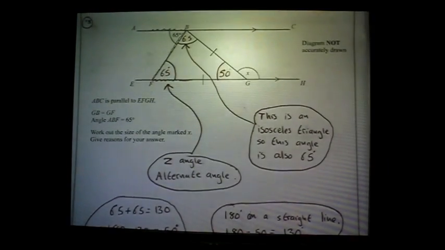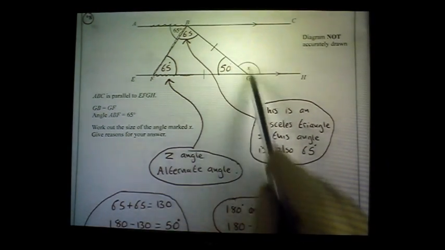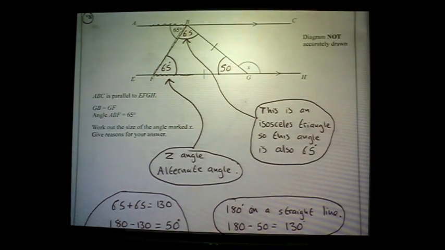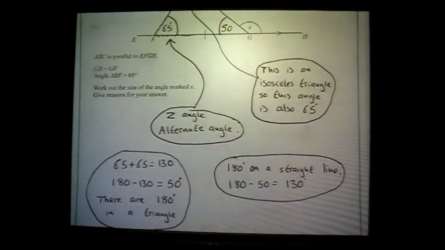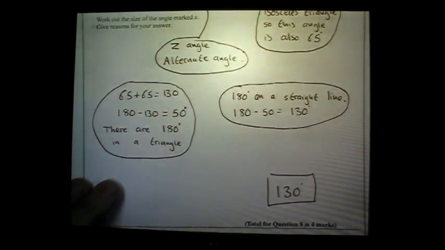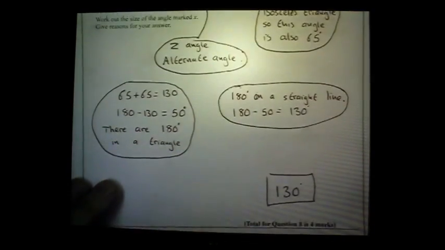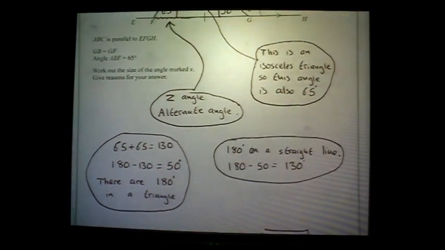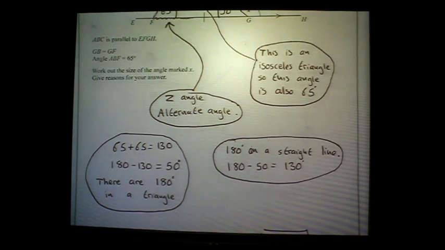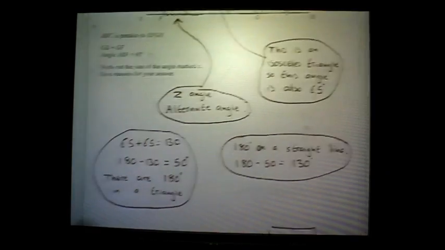So the last bit is working out angle X. If you just memorise that for a second, I'll show you the workings down the bottom. There's 180 degrees on a straight line, so 180 take away 50 is 130. And that's my final answer, and it's worth 4 marks. You do need all of those reasons in there, otherwise you will not get the marks for it. So make sure you put them in. They're fairly obvious, but it's just spotting them is the trick.